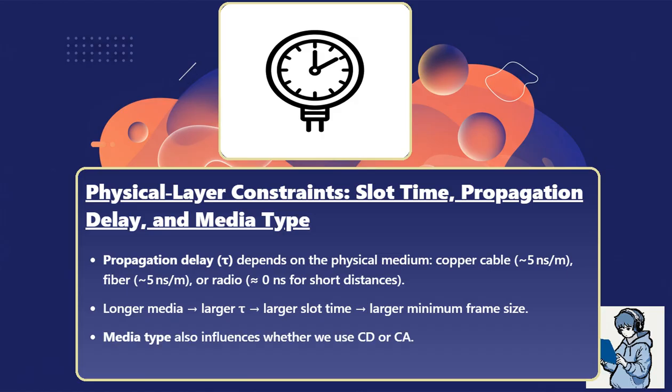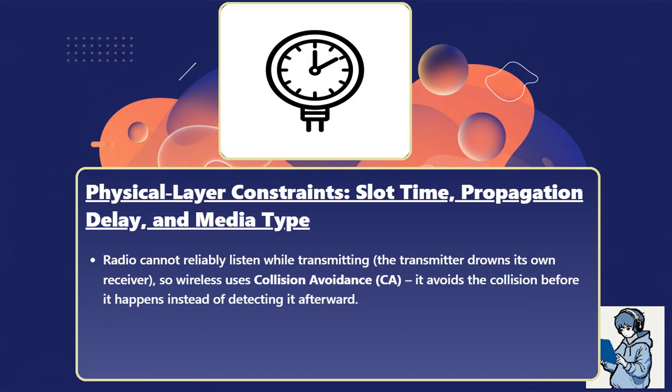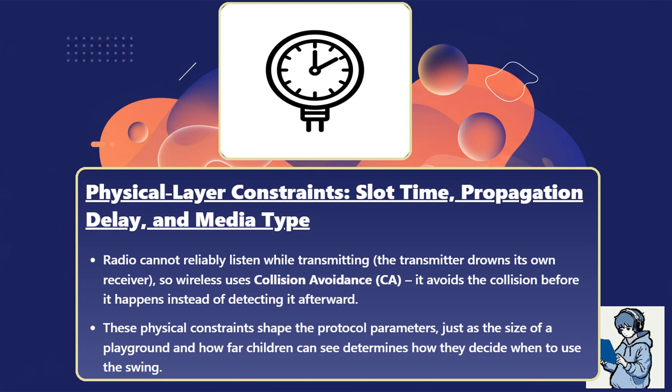Media type also influences whether we use collision detection or collision avoidance. Wired media can listen while transmitting, so they can detect collisions: collision detection. Radio cannot reliably listen while transmitting because the transmitter drowns its own receiver, so wireless uses collision avoidance. It avoids the collision before it happens instead of detecting it afterward. These physical constraints shape the protocol parameters, just as the size of a playground and how far children can see determines how they decide when to use the swing.